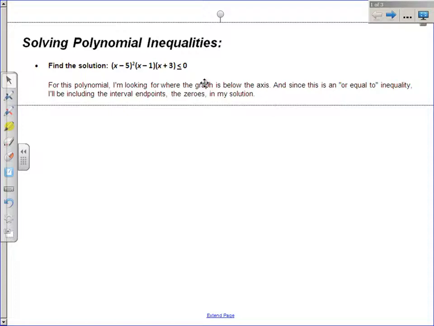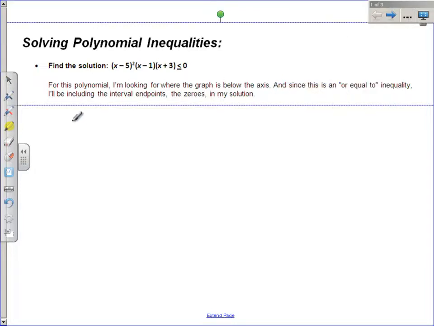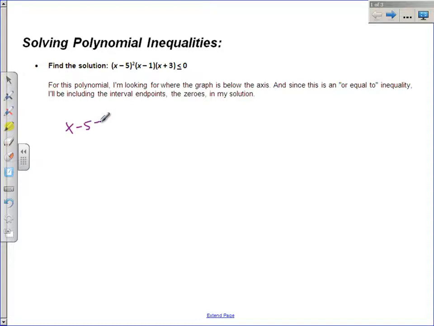And so what I need to look at is whether it is less than or equal to, or just less than. Since I've got this bar here that means "or equal to," I'm also going to be including where it equals 0 in my solution. So here's what you're going to do. The first thing you're going to do is set each one of these factors equal to 0. And we are going to find some test points.